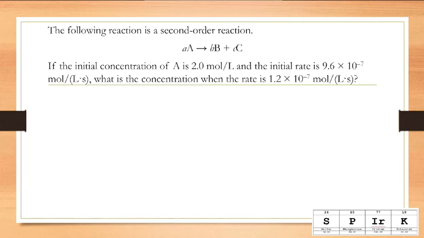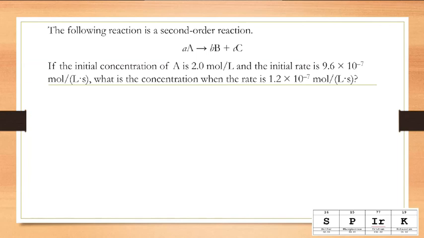This problem tells us that the reaction is second order. If the initial concentration of A is 2.0 molar and the initial rate is 9.6 times 10 to the negative 7th mole per liter second, what is the concentration when the rate is 1.2 times 10 to the negative 7th mole per liter seconds? Basically we're going to set this up the same way, and we are going to just end up solving for a different variable.